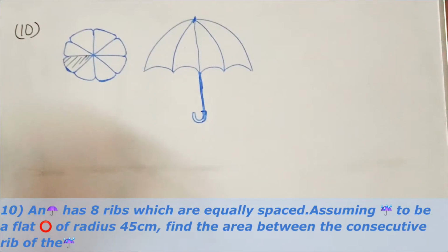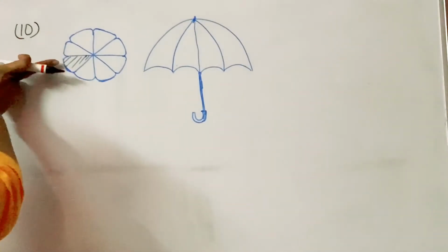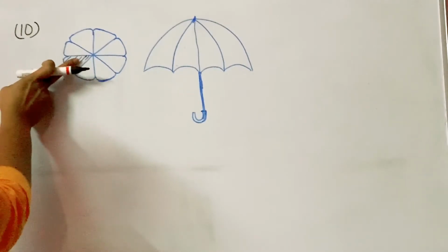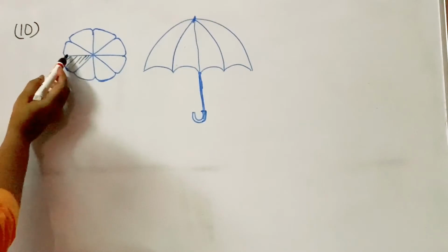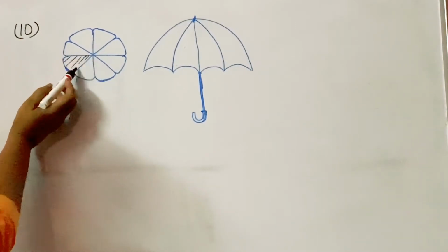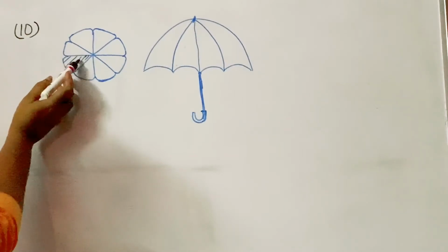An umbrella has 8 ribs which are equally spaced like this. Assuming the umbrella to be a flat circle of radius 45 cm, find the area between two consecutive ribs of the umbrella. That means we want to find the area between two consecutive ribs. Two consecutive ribs means the area between two adjacent ribs. So that means this area.